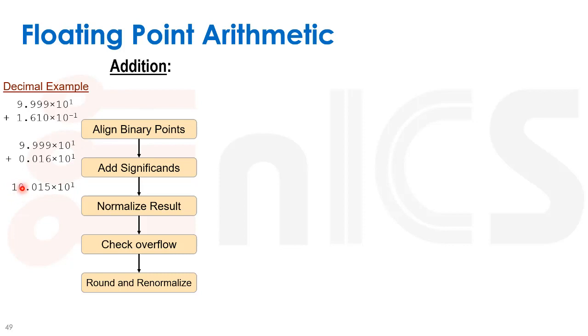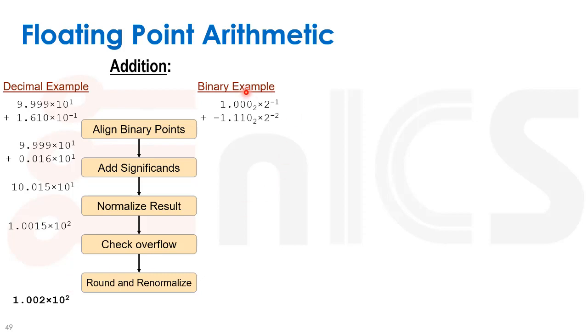But that is not normalized because we have 2 digits before the decimal point over here, and so we need to normalize the result. So we move this over, and then we get 1 point something times 10 to the 2. We have to check that we didn't overflow or anything like that, and what we finally have to do is round and renormalize. So in this case, we only had 4 fractional digits over here, and in our architecture we only had 3, so we had to round and decide if we were going from 0.015 to 0.02 or to 0.01. So we rounded and lost some of our precision over there.